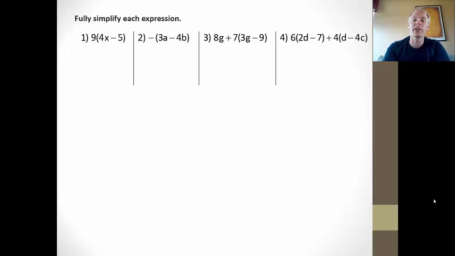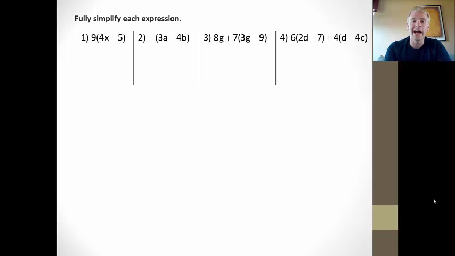So, now that we've talked about our first two properties, let's give them a try on our own. You've got 4 expressions here that I want you to fully simplify. Notice each one is going to have you use the distributive property. Also be careful though, remember what we learned last set of notes, that you're not fully simplified if there are any like terms still remaining in your expression. So go ahead and pause the video and give these a try on your own. Ready, go.